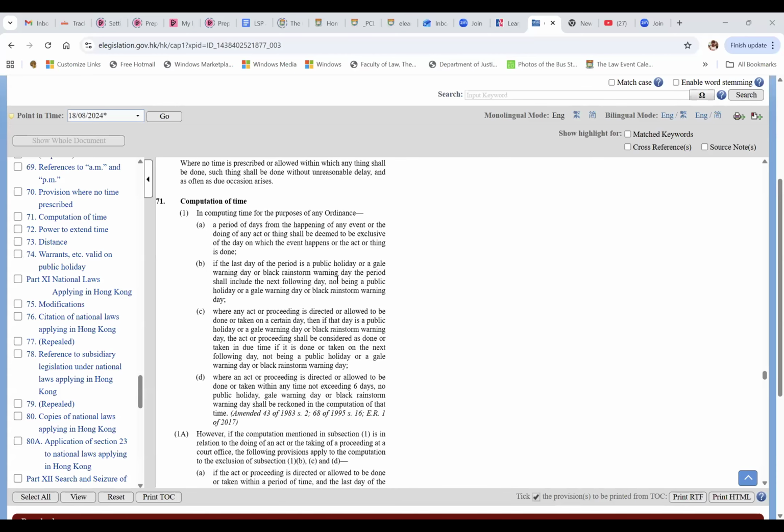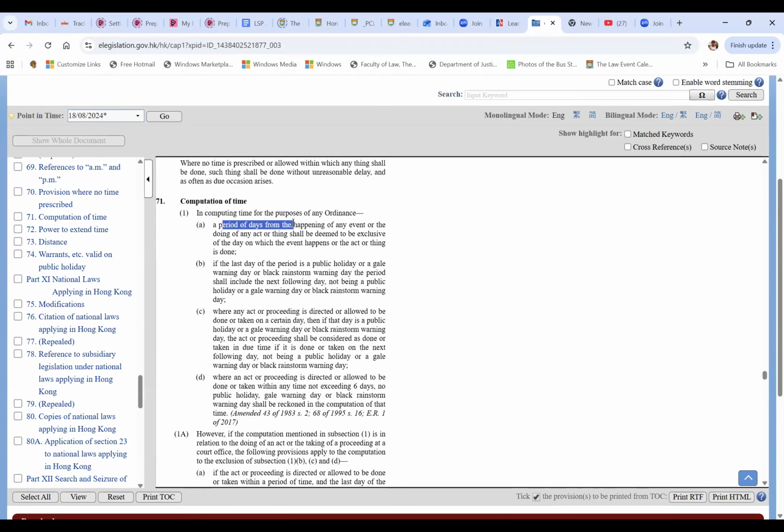IGCO. If ever you're unsure about whether something has been defined somewhere, this is always a really good ordinance to look at. Okay, so Section 71 IGCO, let me share it with you now. This deals with the computation of time. So it says, in computing time for the purpose of any ordinance, a period of days from the happening of any event shall be deemed to be exclusive of the day on which the event happens.